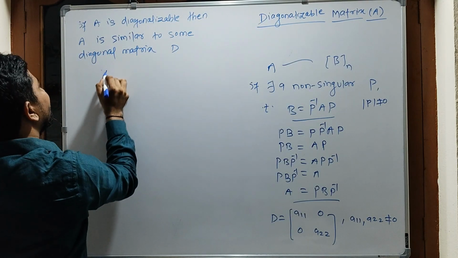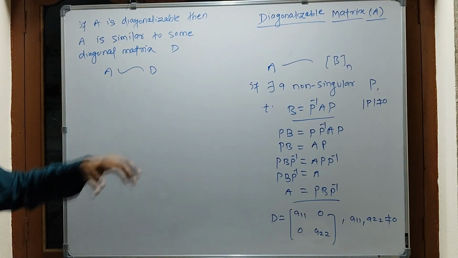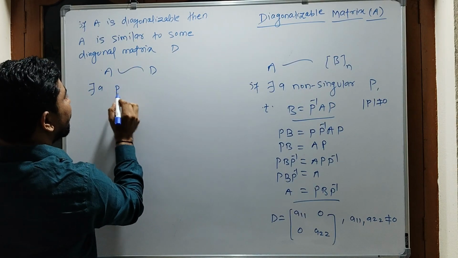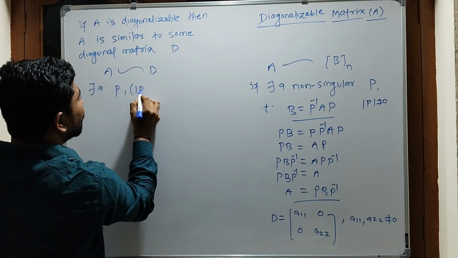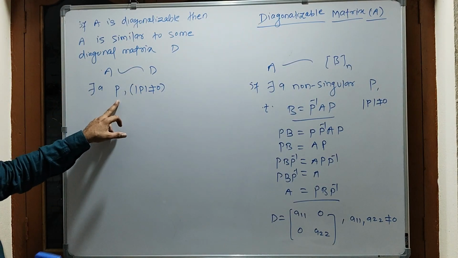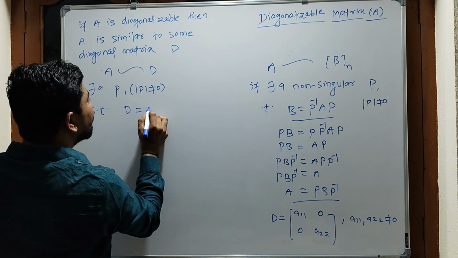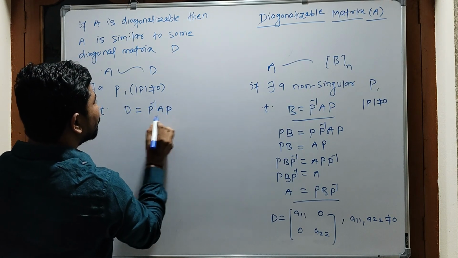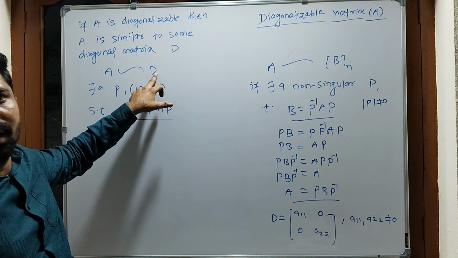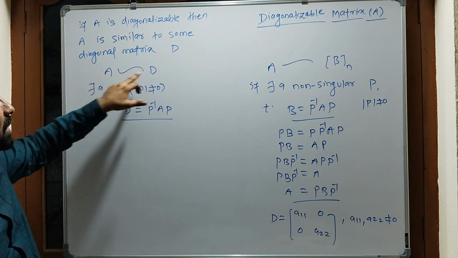So D, here I am writing in Word, A is similar to D. What is meant by A is similar to D? There exists a non-singular matrix P, that is, a matrix with non-zero determinant, such that D can be written as P inverse AP. Just in place of B, here I am taking D. So I am saying this matrix D is similar to A, or A matrix is similar to D.